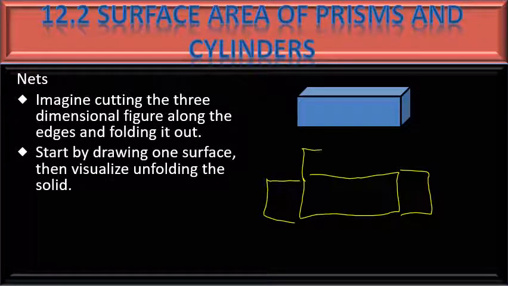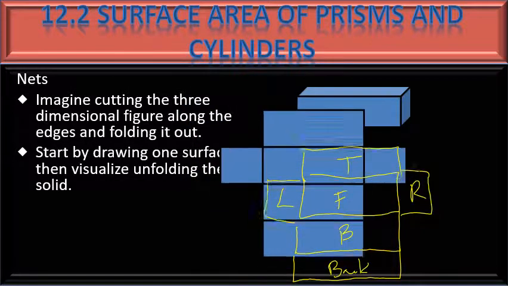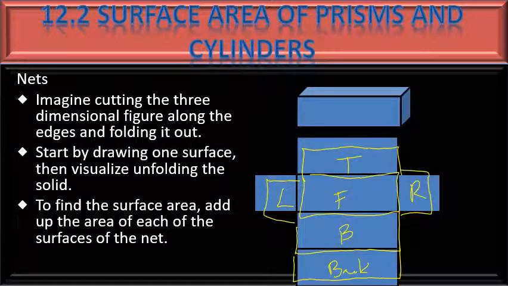And then, oh wait, the top would unfold and the bottom would unfold. And then there's the back, so maybe it would unfold there. That would be a net. So our left, right, front, top, bottom, and back. To find the surface area, add up the area of each of the surfaces of the net. Or you might notice the middle, the top, front, bottom, and back, make one huge rectangle, and then we have the two squares, the two bases at the end.